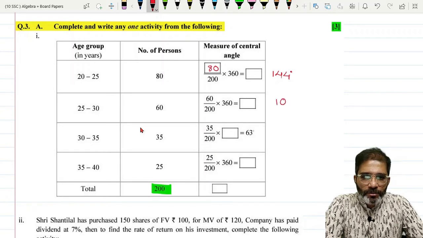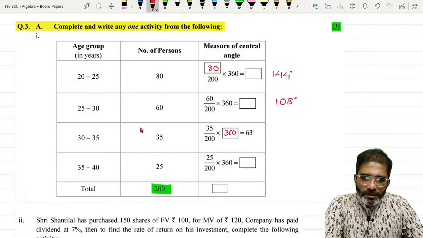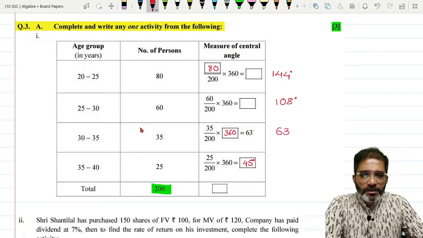So when you reduce, you will get the answer as 108. This is already given as 63. Here it is going to be 360. The next is 25 upon 200 into 360. My answer is going to be 45 degrees. Okay, so we got this as 360, we got this as 45 degrees.